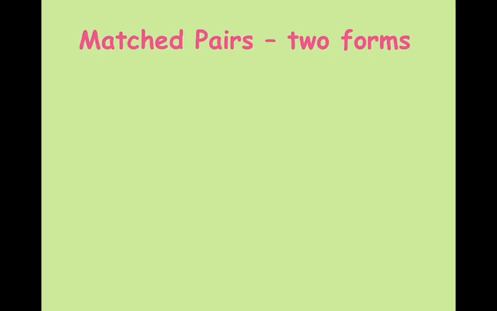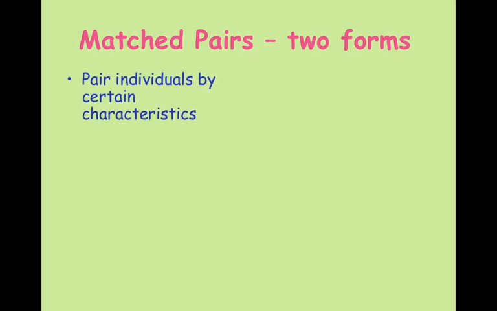If you'll recall, there are two different types of matched pairs tests. There are two forms. The first is that we compare individuals by certain characteristics that they share. Maybe two female athletes are paired together that have similar running times, or two male athletes.